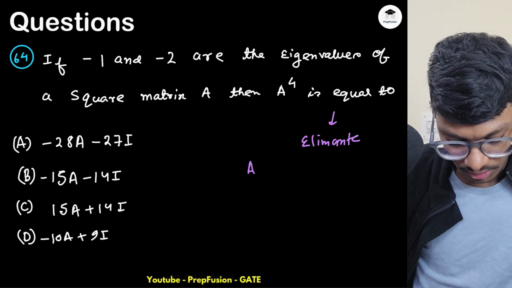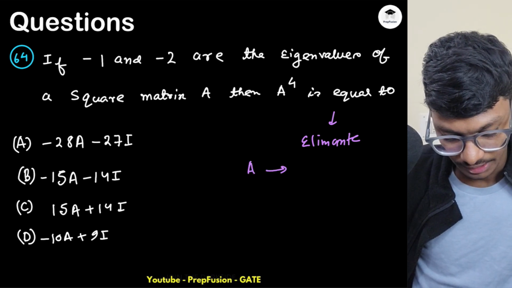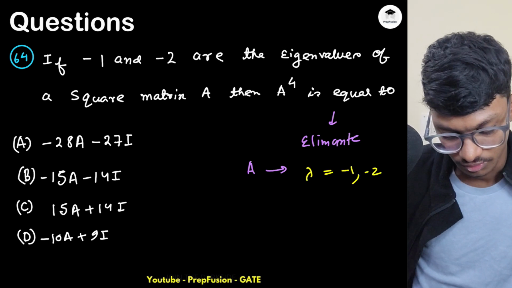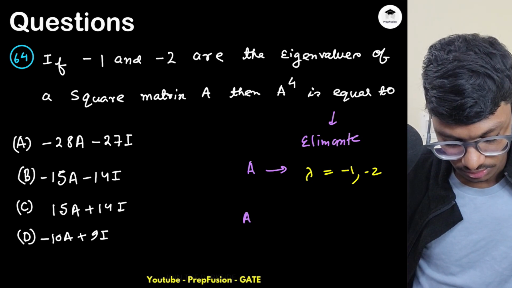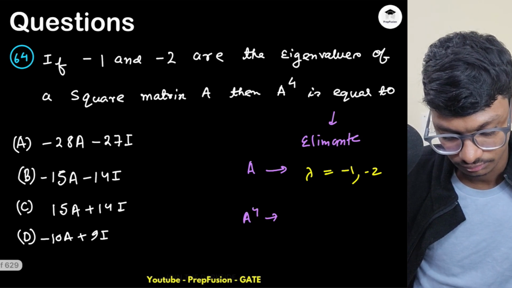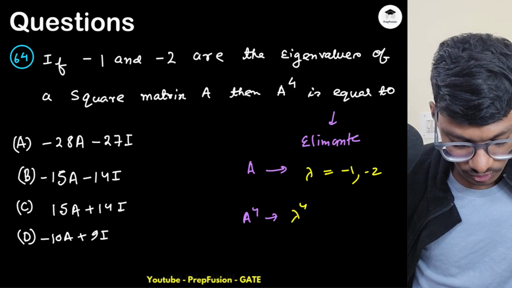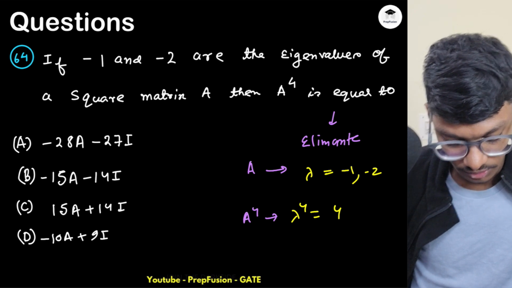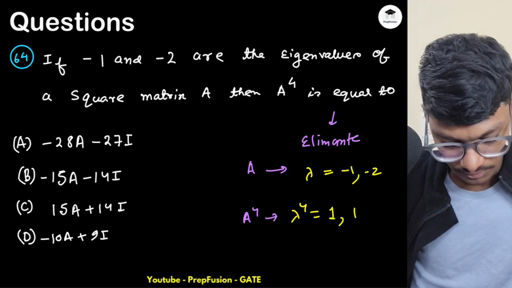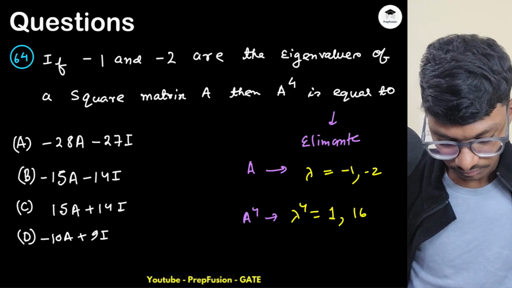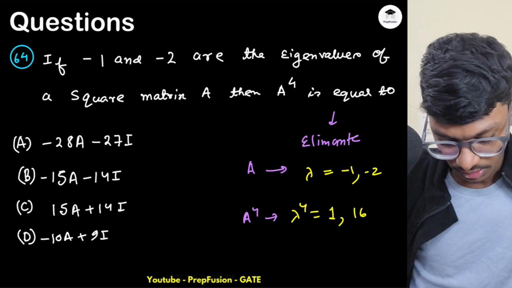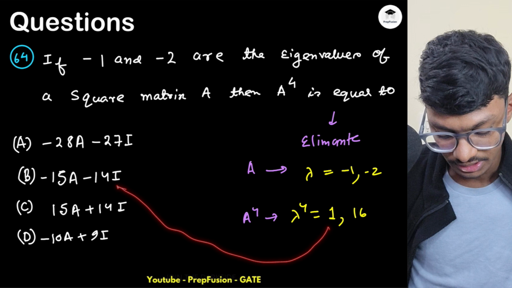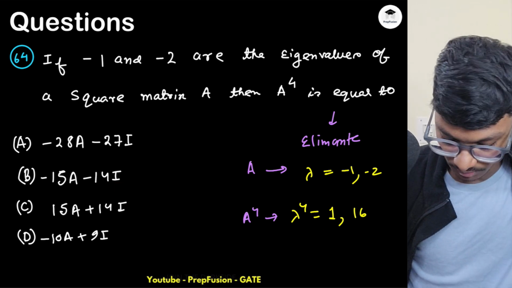So for A, my eigenvalues are -1, -2. Now for A raised to power 4, eigenvalues will be lambda raised to power 4. We already know this, right? They're distinct, so lambda raised to power 4. So this will become 1, and this will become 16. Definitely this basically is 1 and 16. So let me put this in this equation, and it should satisfy my A raised to power 4.